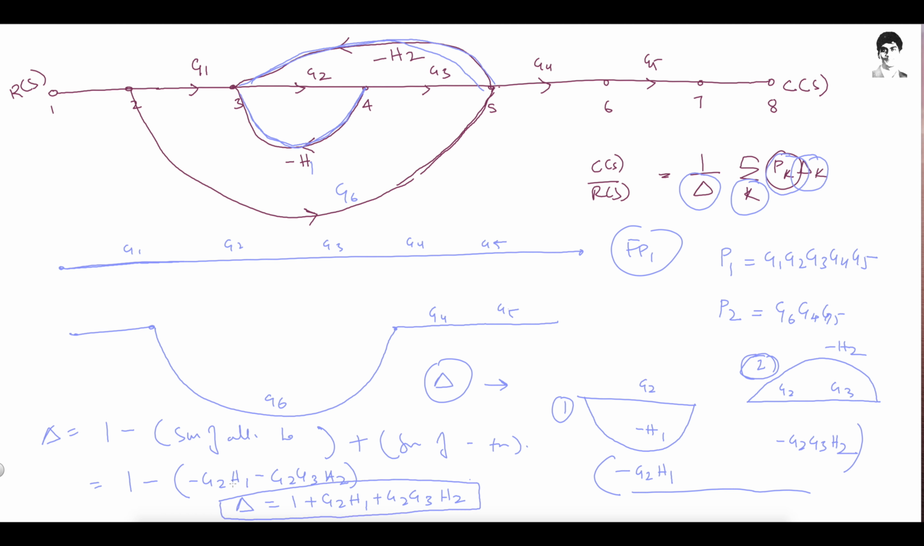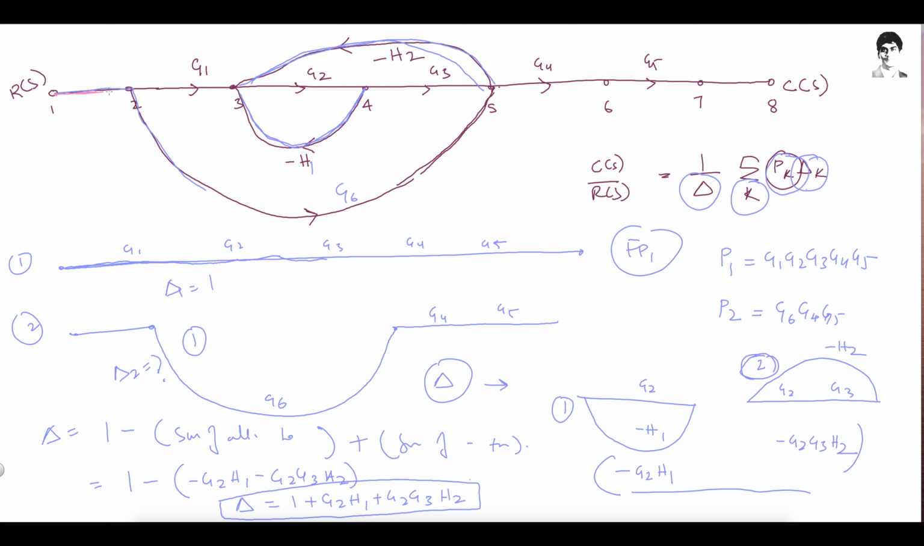So now we got the delta value. What else are we supposed to do? Now we find out delta K's. How many forward paths are here? This is one forward path, this is the second forward path. Are there any loops which are not touching this forward path? No, right? There is absolutely no loop that is touching this forward path, so your delta 1 value will be 1. All right, so what will your delta 2 value be? Is this going to be 1 again?